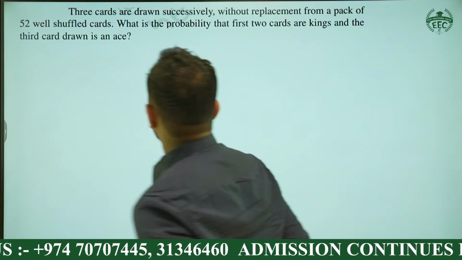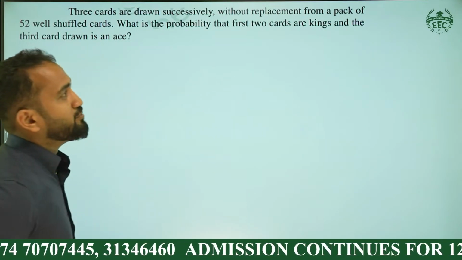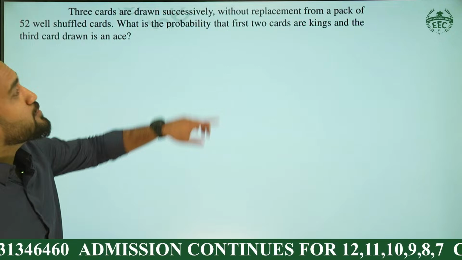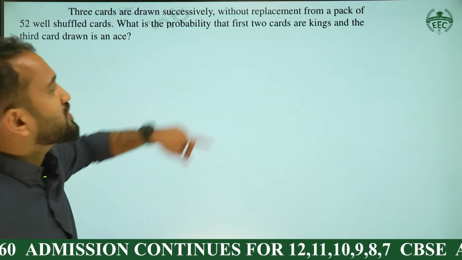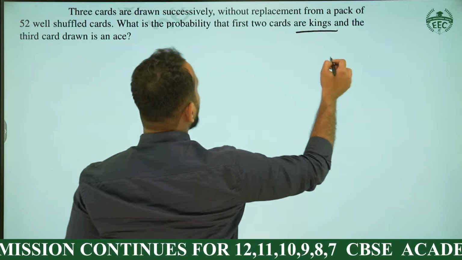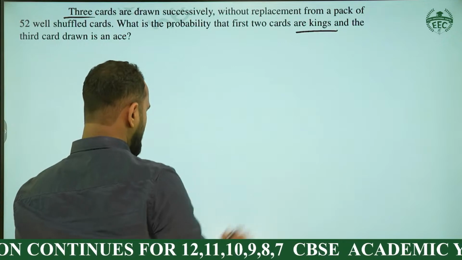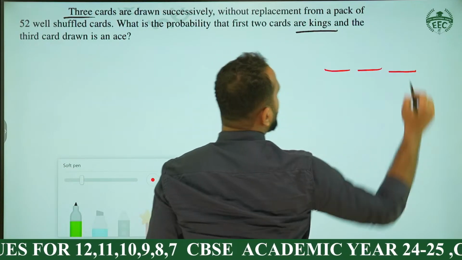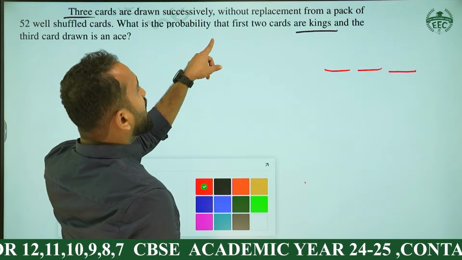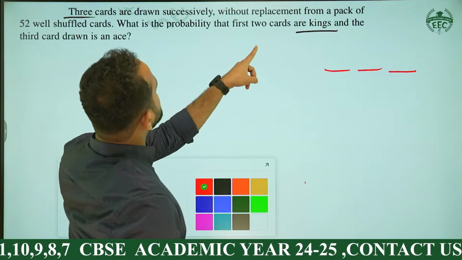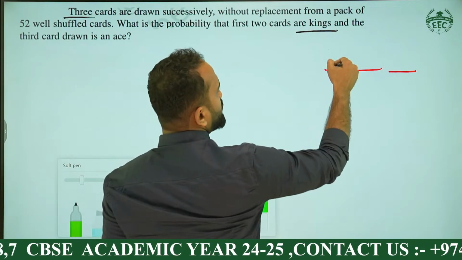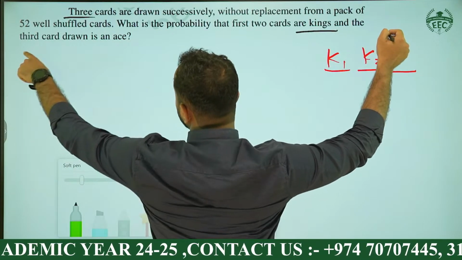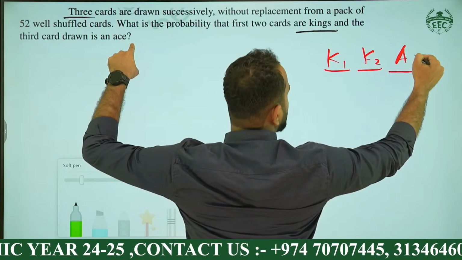Three cards are drawn successively without replacement from a pack of 52 well shuffled cards. What is the probability that the first two cards are kings? So, if I am selecting three cards, they are asking to find the probability that the first two cards are kings. So the first one is king, K1. Second is K2, second king. And the third card is an ace card.